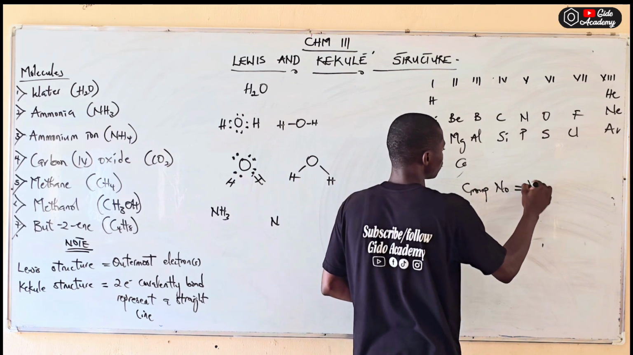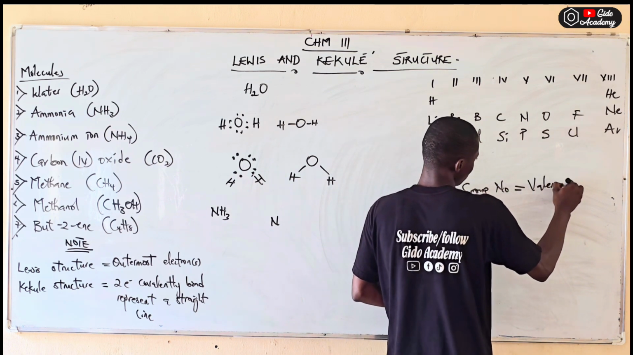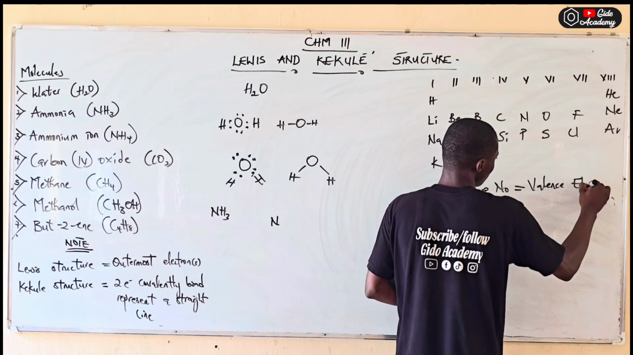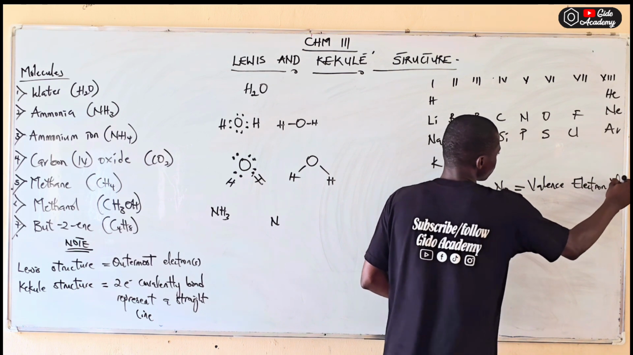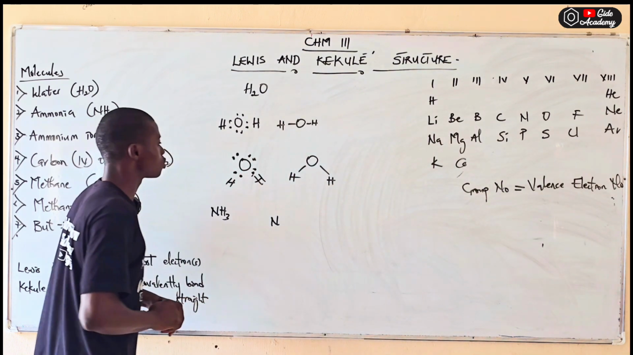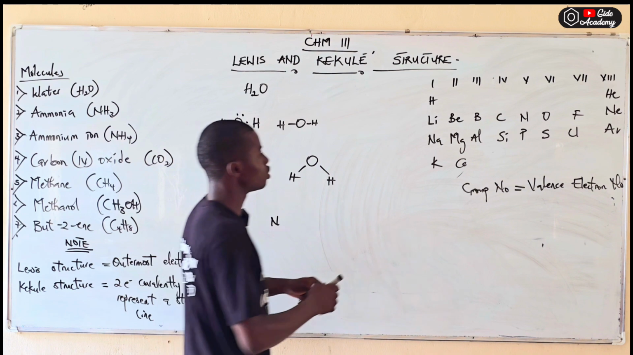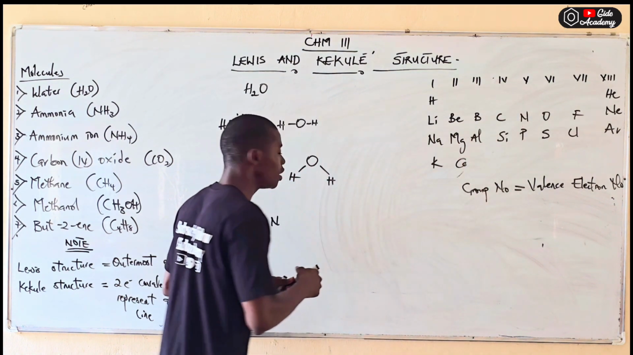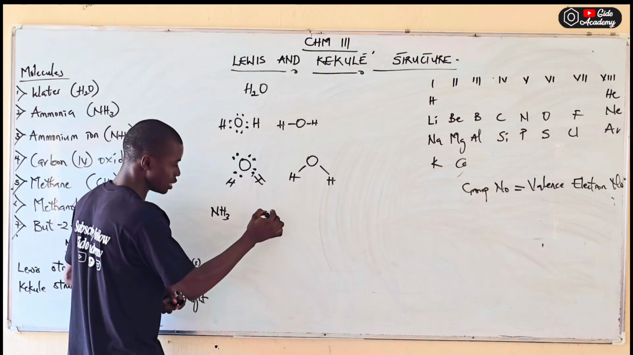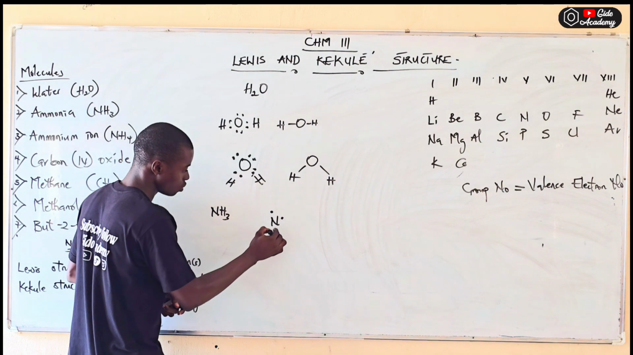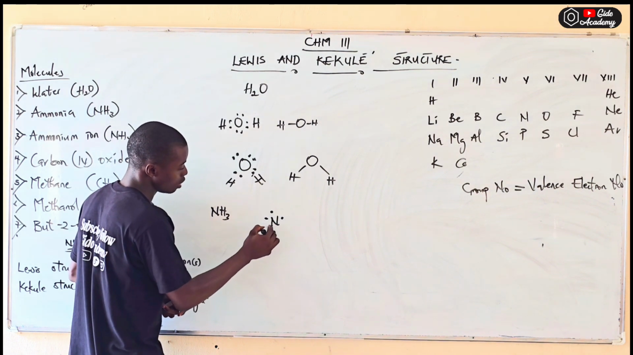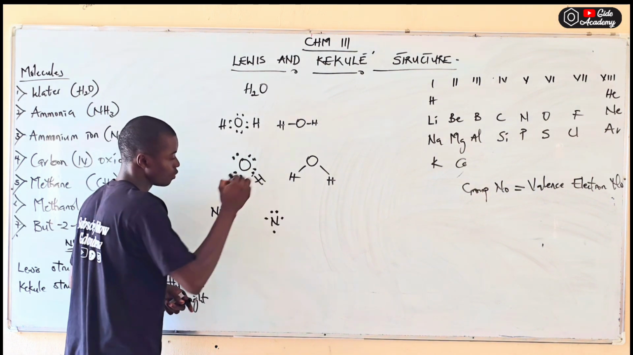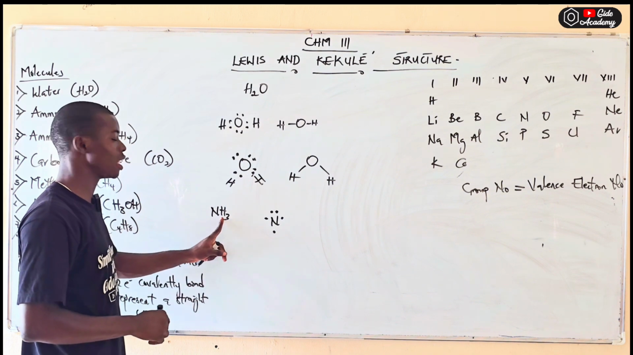So the group number is equivalent to the valence electron number. Let me write it in full: the group number is equal to the valence electron number. So nitrogen belongs to which group in the periodic table? Nitrogen belongs to group 5. So how many valence electrons will it have? 5. Please, you write it like this: 1, 2, 3, 4. Let me put the 5th one here. 5. Then hydrogen here, how many electrons does it have?